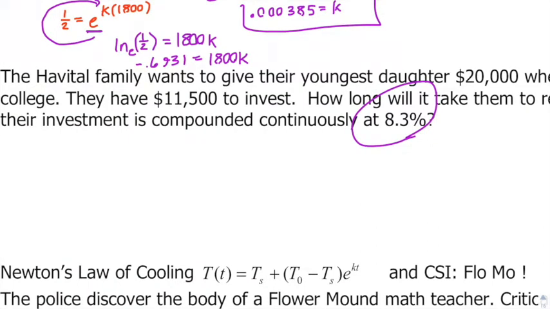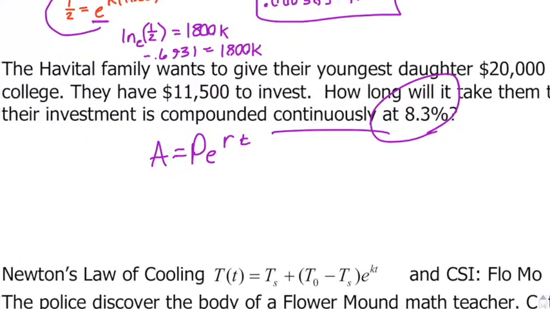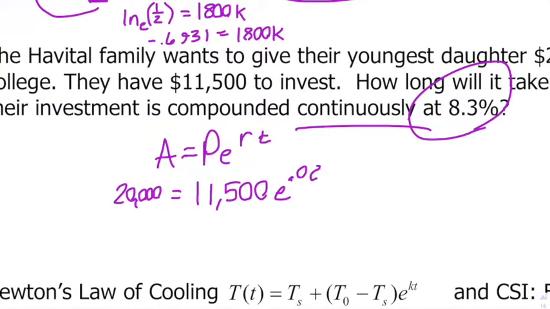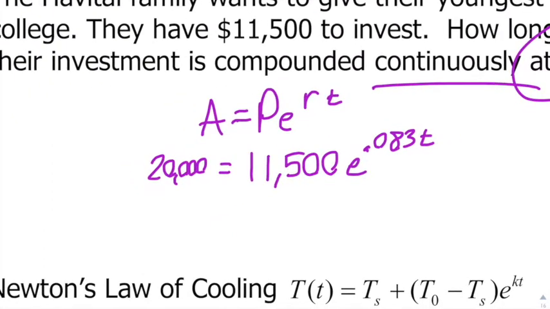So anyways, compounded continuously, we're going to use A equals P e raised to rt. And they're finding the time, and they're giving us everything else. We're starting with 11,500, and trying to figure out how long it's going to take to get to 20,000. And then e raised to 8.3%, so 0.083, and then raised to t. So we're trying to find that time value. Once again, to get rid of the 11,500, we're going to divide both sides.